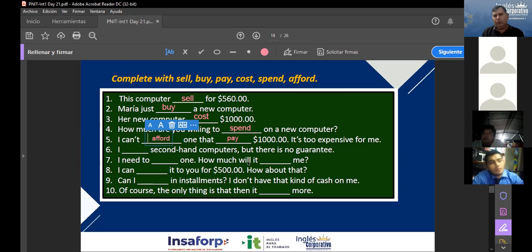1,000 is too expensive for me. Here, I think it's buy. What do you think? What's the opposite of buy? Sell. A second hand computer. Segunda mano. Vender. I see the second hand computer.